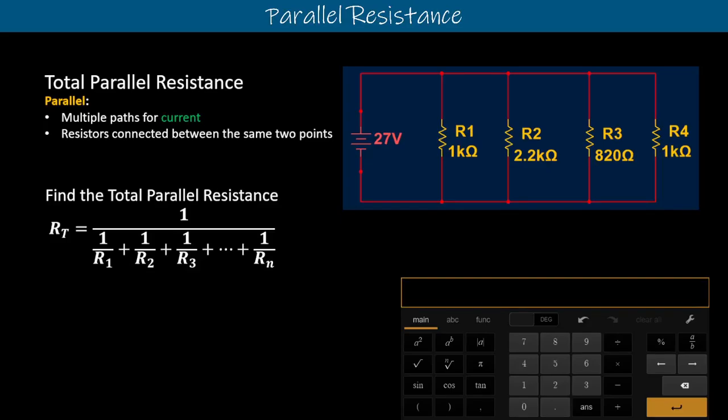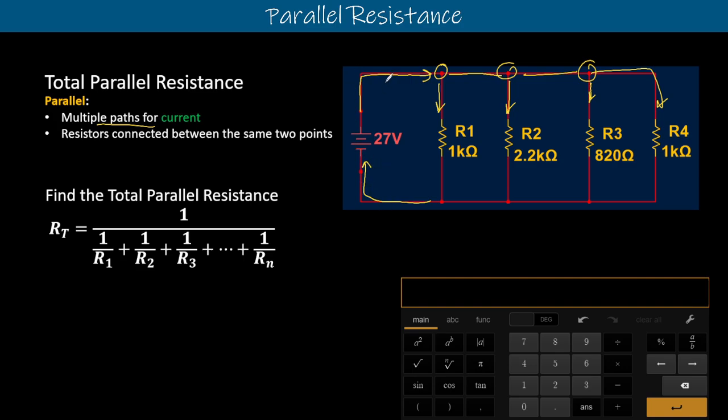Hello and welcome. In this video, we're going to calculate the total parallel resistance of this circuit. So this circuit is a parallel circuit because of the nodes that it has across the top. We see that this has multiple pathways for current to flow. It can go down through R1, it can travel down through R2, down through R3, or down through R4, and then they all come back together at the bottom to create our IT.